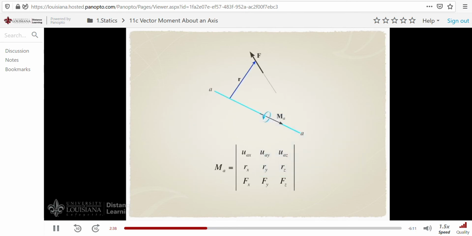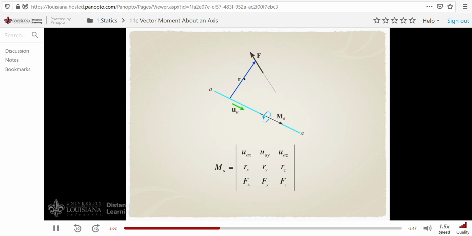Here it is one more time, just to make sure you really understand the idea. Here's an axis about which we want to find the moment of this force. And to do it, of course, we have to define the direction of the axis, and that's done using a unit vector, U sub A. We can make this unit vector either go this way, or you can reverse its sense and make it go the other way. It really doesn't matter.